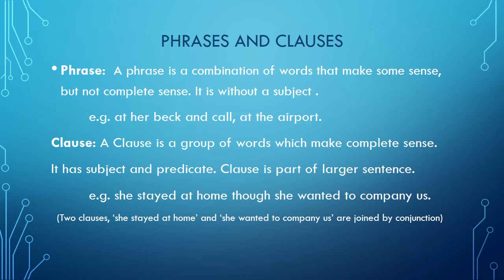A phrase is a combination of words that make some sense but not complete sense, because it is without a subject. For example, at her beck and call, at the airport. You noticed there is no subject in these. So, as I said before, it works like bricks in a building. It helps in maintaining the structure of a sentence to complete the idea of that sentence.